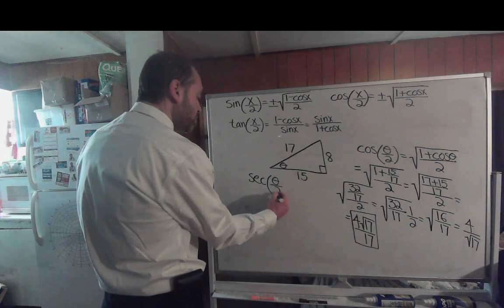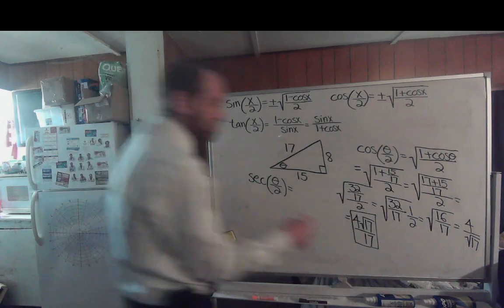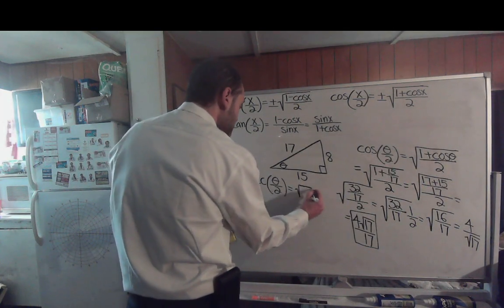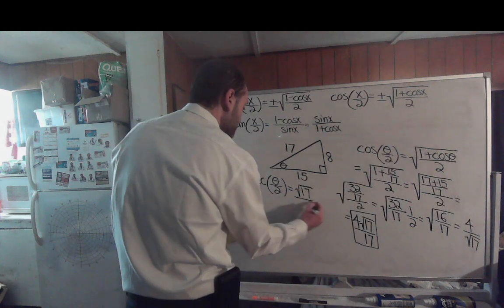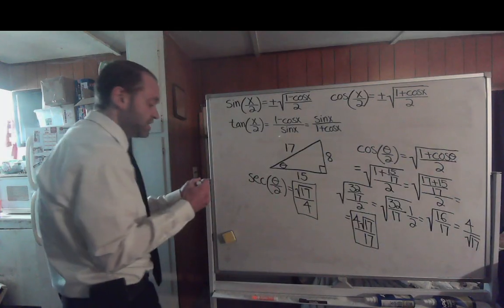Now let's say we were asked to find the secant of theta over 2. Well, that's going to work out as the reciprocal of the cosine of theta over 2. So take the reciprocal of 4 over the square root of 17, and you would just end up getting the square root of 17 divided by 4 for the secant of theta divided by 2.